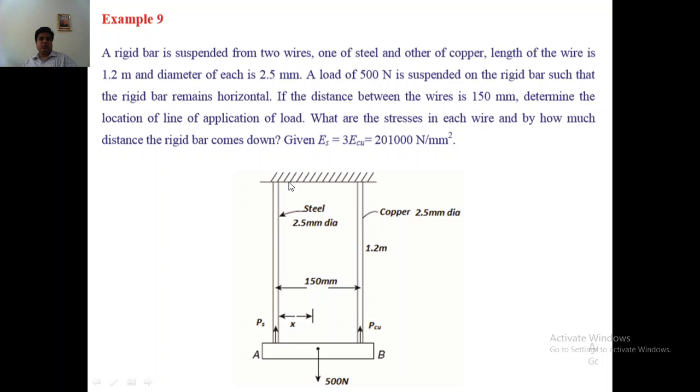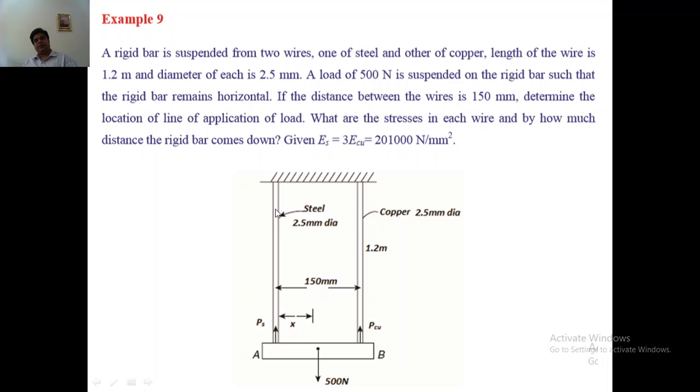So here we have one more problem wherein again we have a load of 500 Newton suspended using two rods or bars. One is made up of steel, the other one is made up of copper. The diameter of the steel bar is given, so it is a circular bar, and this is also circular, 2.5 mm diameter.